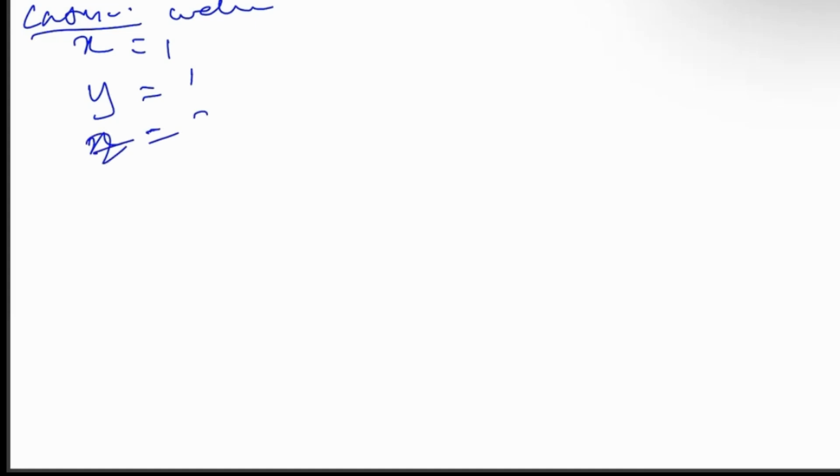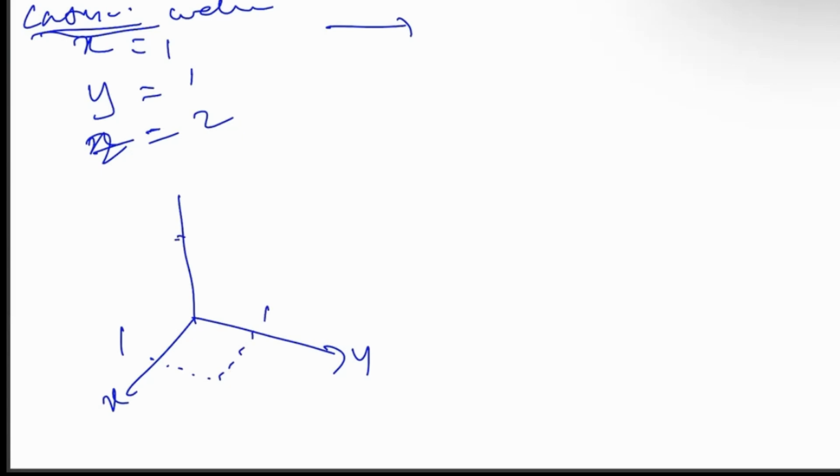Example: given Cartesian coordinate x equal to 1, y equal to 1, z equal to 2. Now convert from Cartesian to cylinder. So this point is x, y, z equal to 1, 1, 2. Now convert to cylinder.